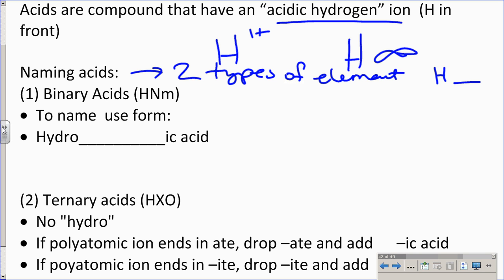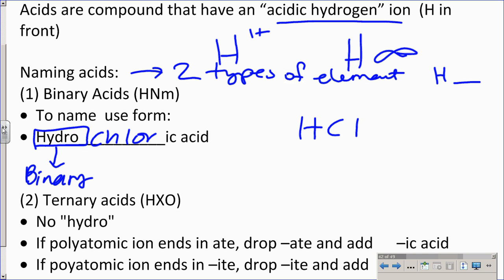So what you do is you say whatever your H is bonded to in the name. If it's binary, there's 2 types of elements. The way you tell me it's binary, you don't say, hey, Miss Emma, this one's binary. You say hydro. I know it sounds silly that this is how you tell me it's binary. But if you say hydro, blah, blah, blah, acid, that means you're telling me it's binary. So if I say HCl, this is hydrochloric acid. So I put chloric right there. Can you name this one for me? Hydrobromic. Can you name this one? Hydrofluoric.